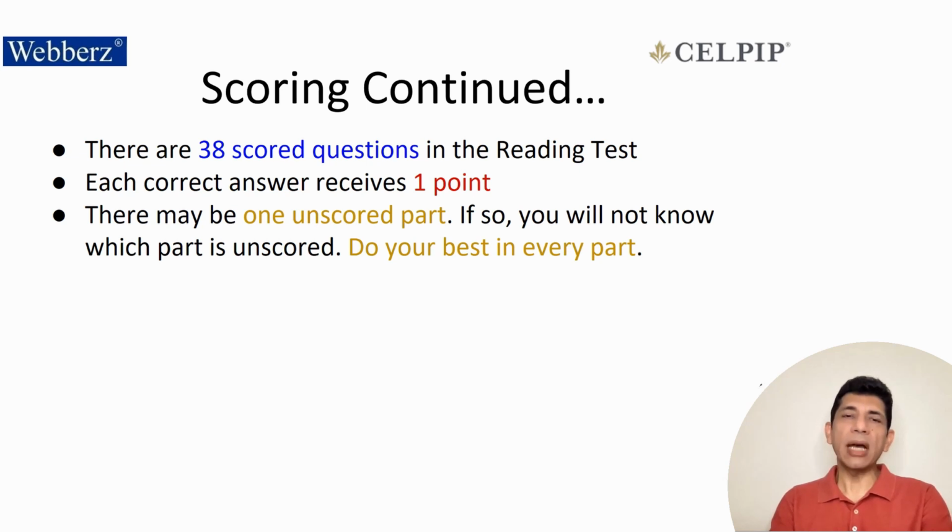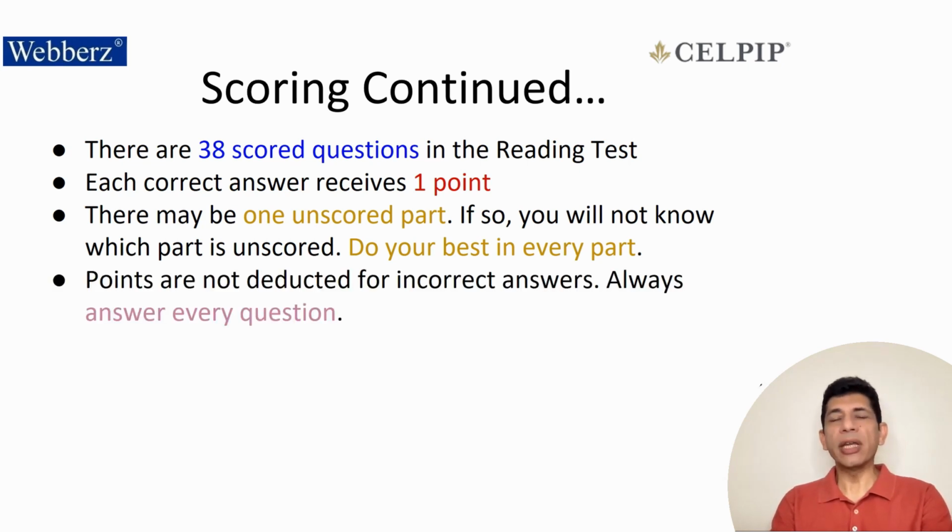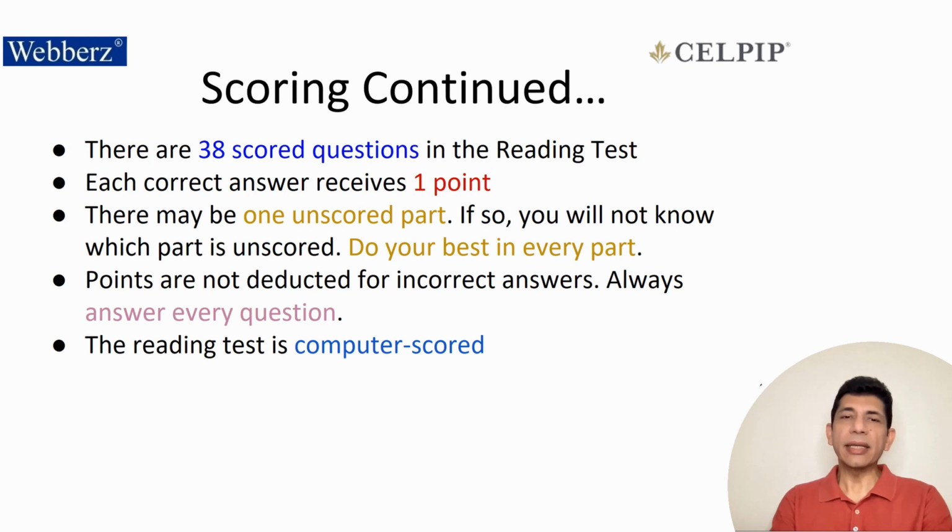Now, why is this unscored part given? This is a testing section for the future examinations. Points are not deducted for incorrect answers. Make sure that you answer every question. The reading test is computer scored. It is without any human intervention.